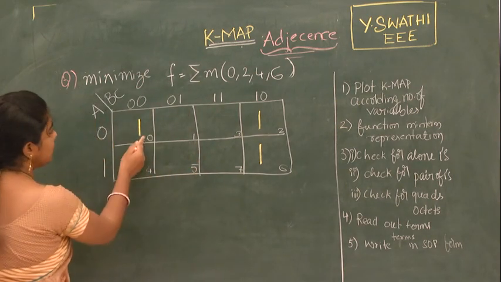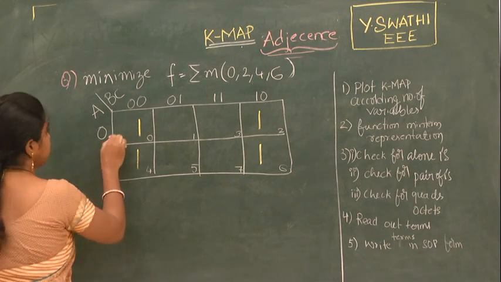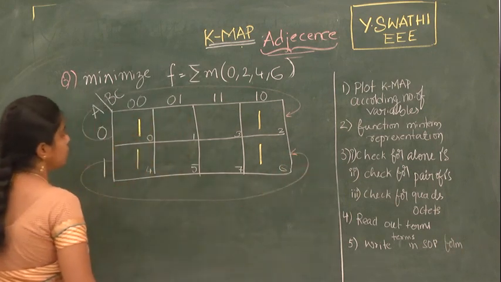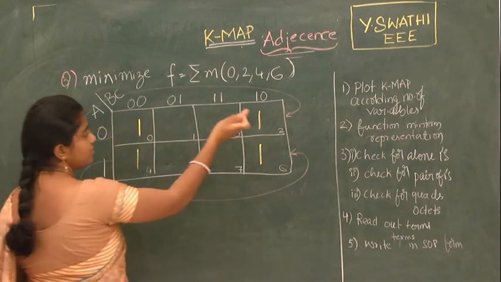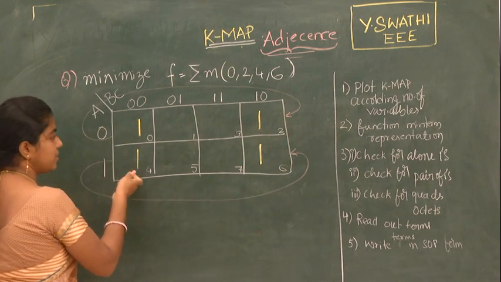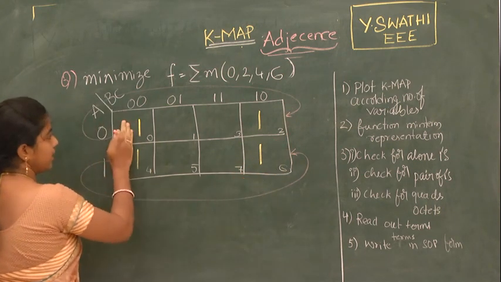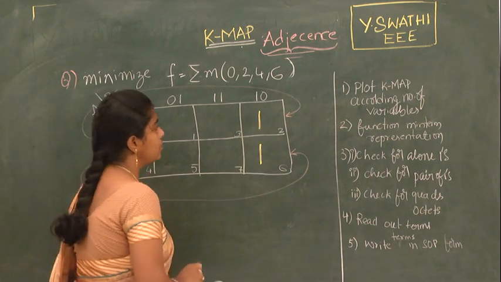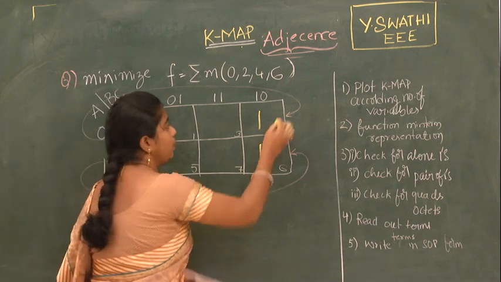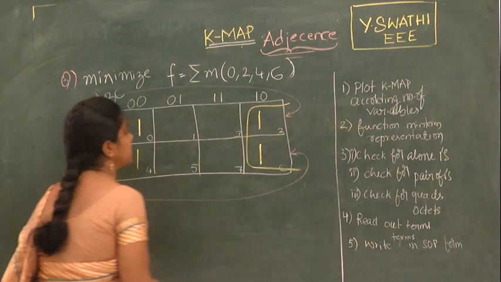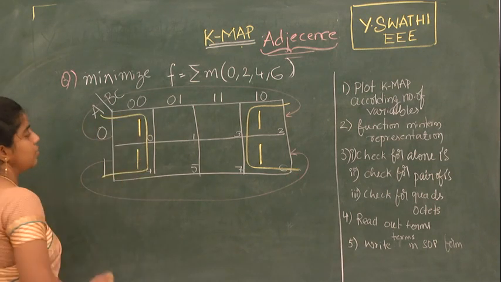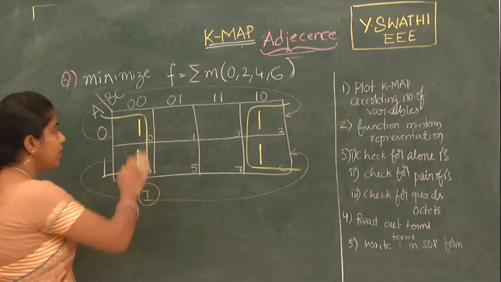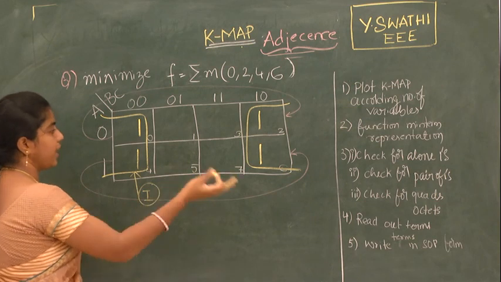So the adjacency can also be formed like this. M0 is adjacent to M2 and M4 is adjacent to M6, so these two are adjacent to these two. There is no need to pair these up, because this can form a quad. Quad means 4 adjacent cells. So this is one group. All the ones are grouped, so no need for another combination.